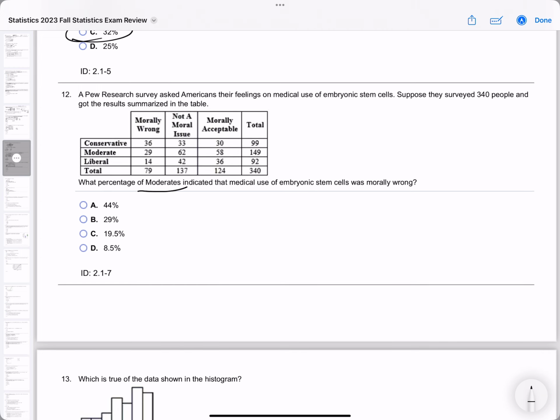What percentage of moderates? So of moderates means I'm going to have 149 as my denominator. Indicated that medical use of embryonic stem cells is morally wrong, so I go to morally wrong, so that's 29. And that's going to be about 19.5%.